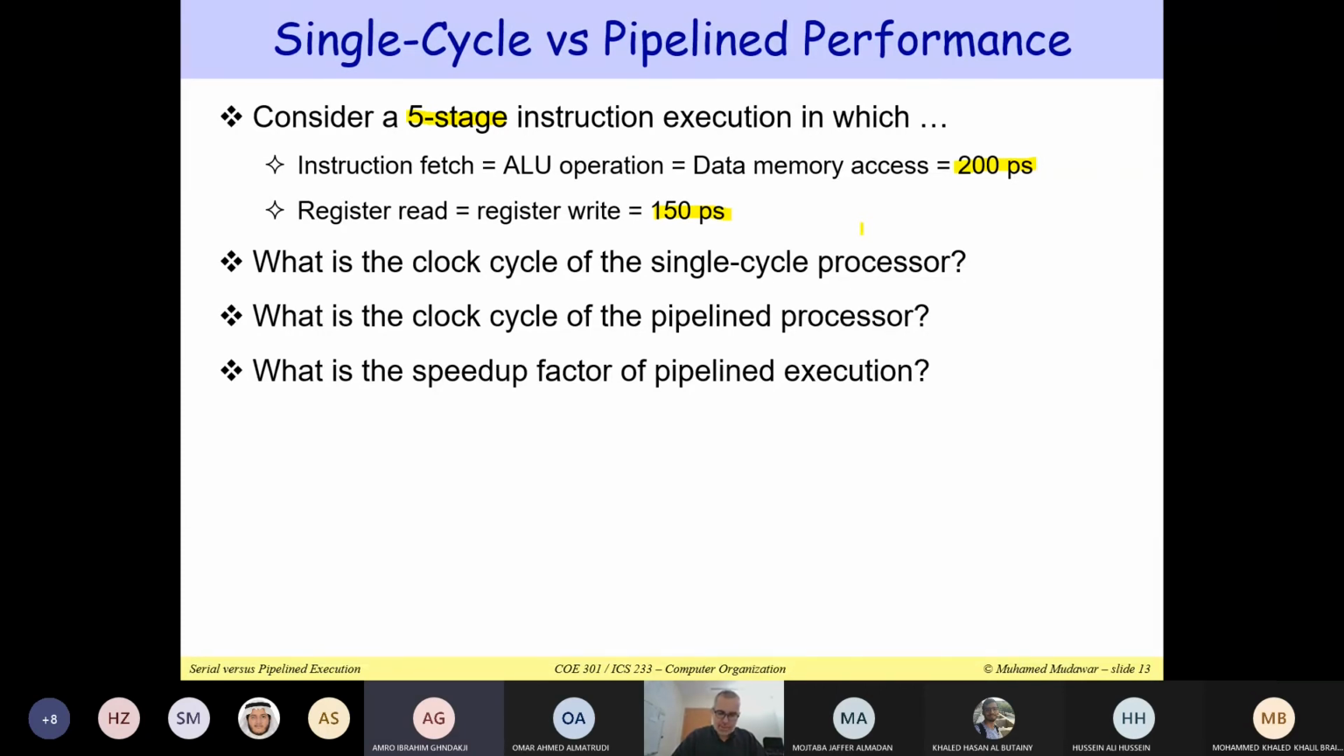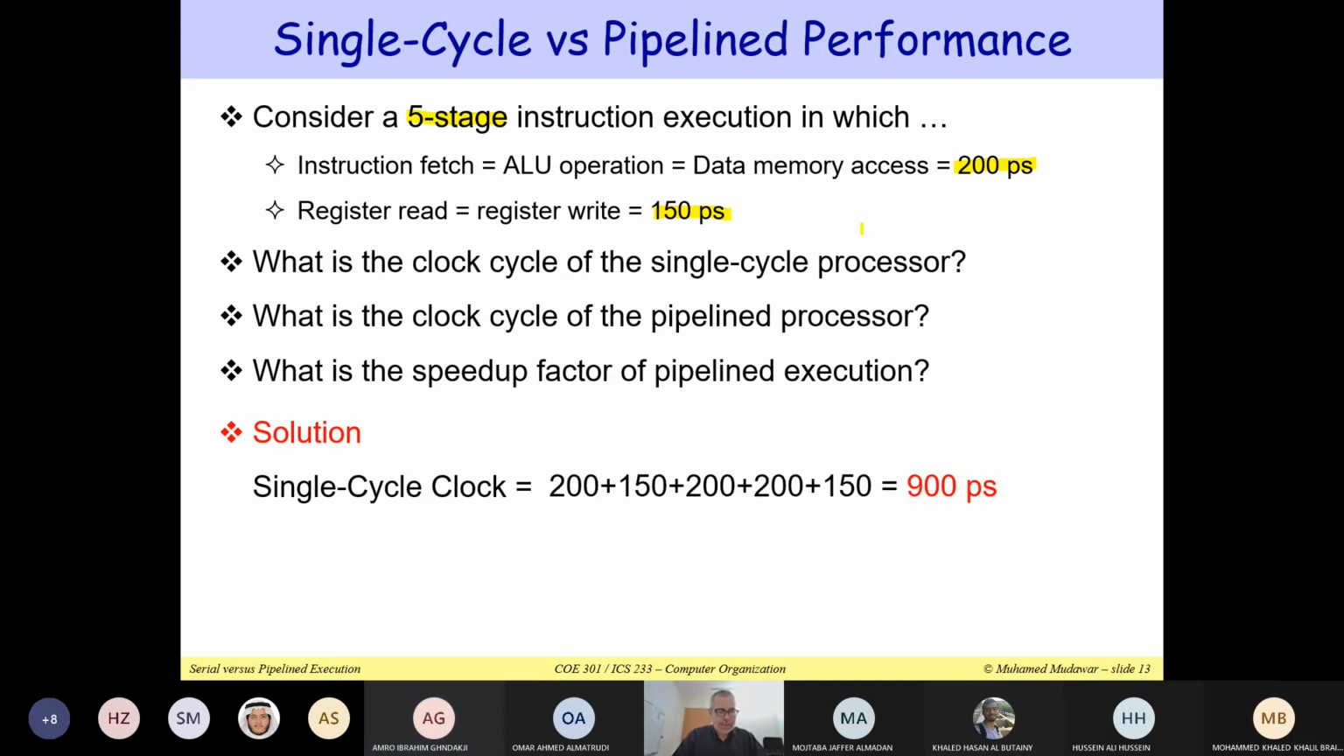It's 900. Yes. Now for the single cycle clock is going to be 200 to fetch, 150 to read from the register file, 200 to execute, 200 to access the data memory in the case of a load instruction, because we have to go by the slowest instruction in the instruction set. And we need actually 150 to write the data back into the register file. So this will take 900 picoseconds. Okay, do you agree? That's the clock cycle. Yes. That's the minimum clock cycle for the single cycle clock.